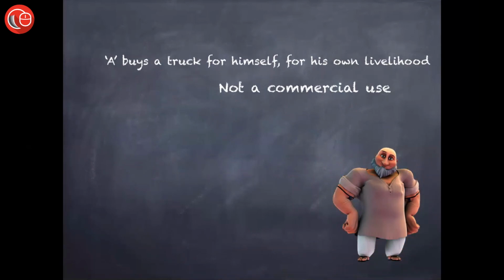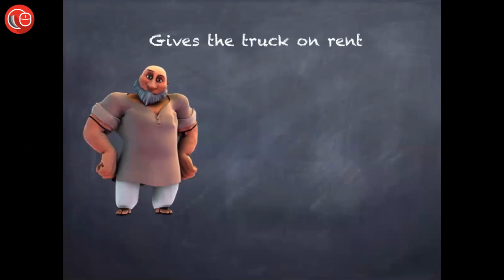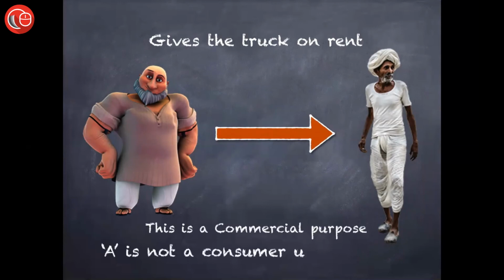Now, moving towards the next situation, where this person A came in contact with another person B, and he gave his truck on rent to B. Now, since A is not using it for his own employment, he is not self-employing himself, and he is giving it on rent and availing the commercial value of that truck. So that becomes an example of commercial use, and he will not be considered as a consumer under the Consumer Protection Act.